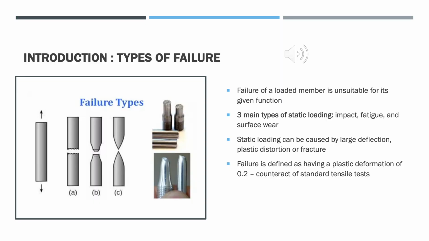To begin, failure of a material is when a material breaks due to a remote force and does not satisfy its function. In this course, we mainly focus on three main types of static loading, which includes impact, fatigue, and surface wear. Now, static loading can result in large deflection or plastic distortion and fracture. Moreover, failure is defined as having occurred when the plastic deformation reaches a constant limit, such as that of 0.2, which can be different in a standard tensile test.